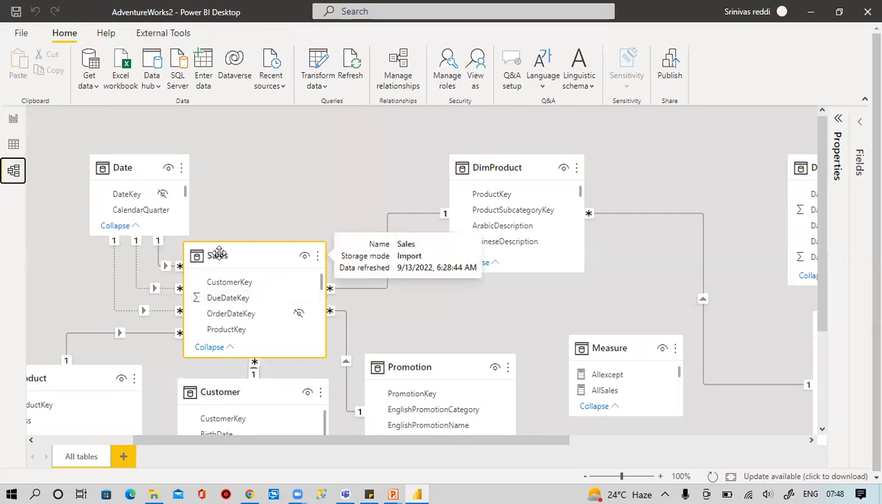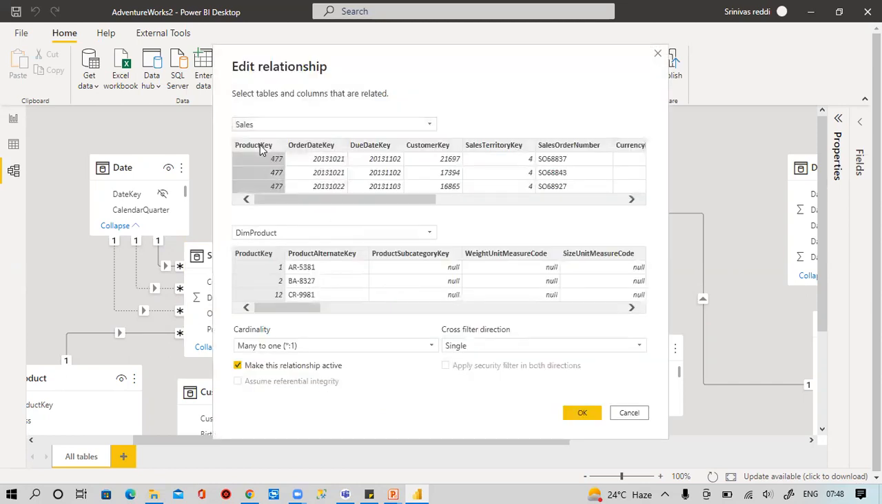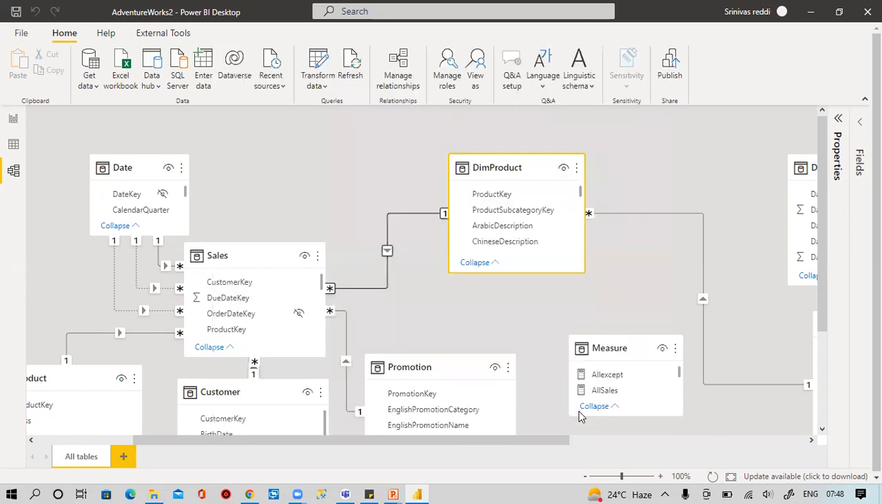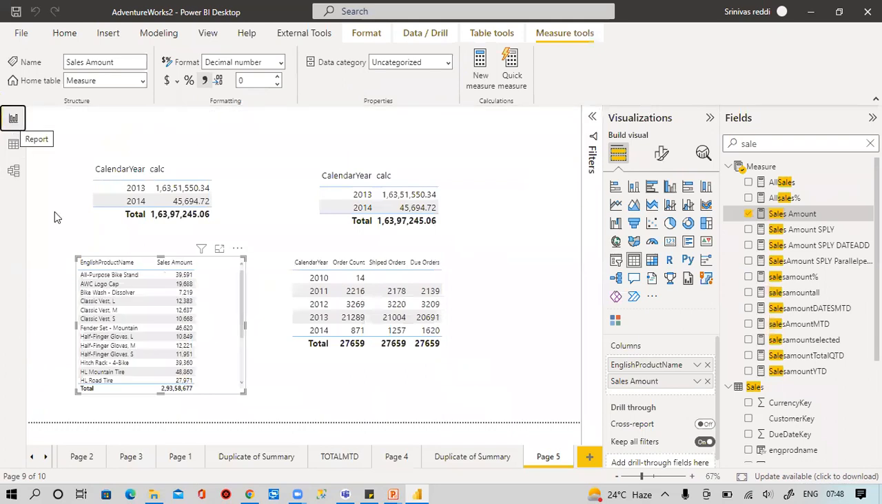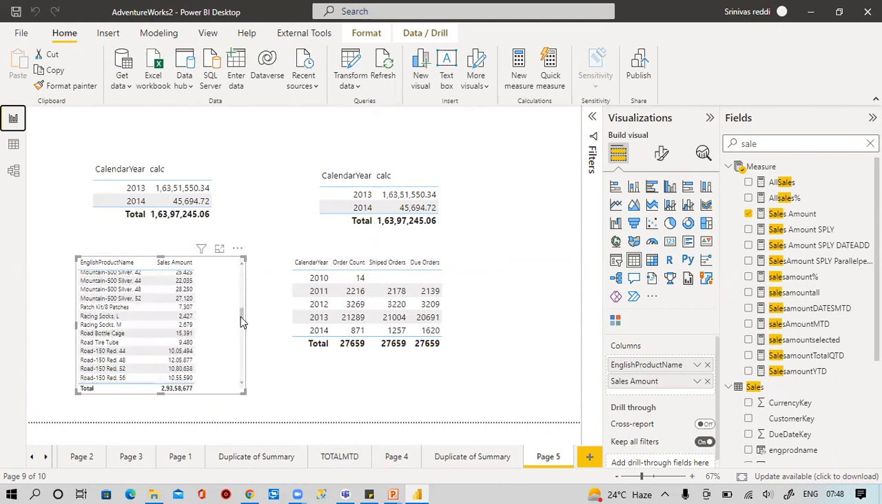How are the sales table and the dim product table related? Come here. Here it is the product key, here it is the order key, which is wrong, right? Then come here. See, click on the product key. Come here. Yes, it is now slicing. You don't do anything else. This is how we do the debugging even in big models.